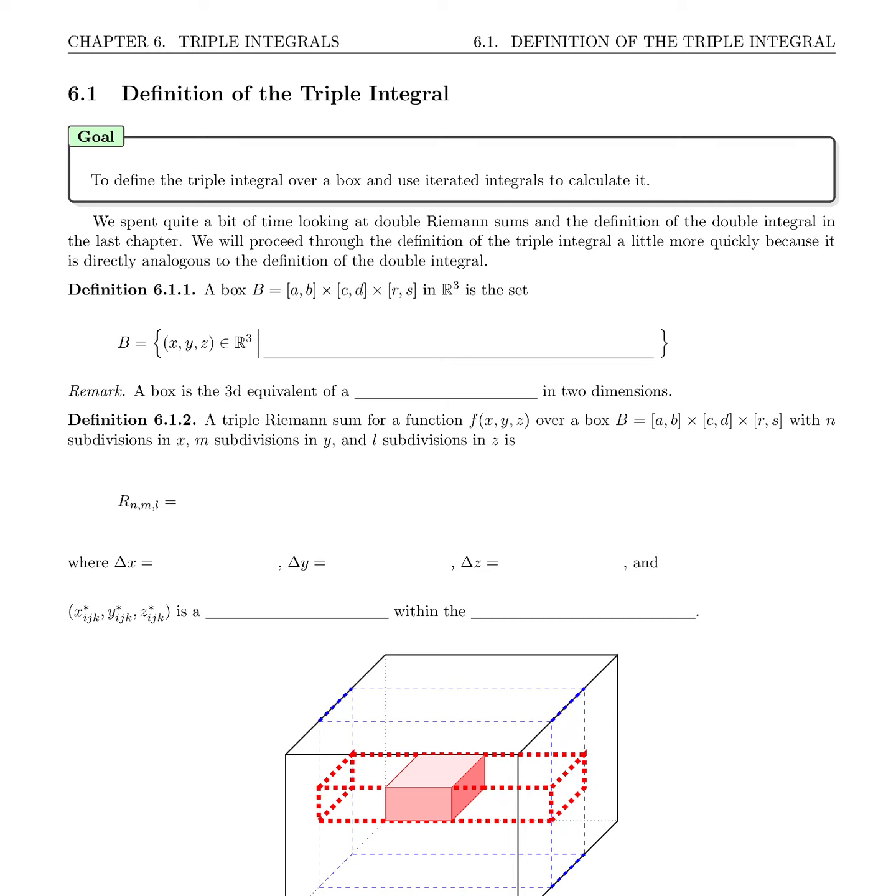We are at the beginning of chapter 6 on triple integrals. We're going to do section 6.1, the definition of the triple integral. The goal of this section is to define the triple integral over a box and to use iterated integrals to calculate it. Now, we spent quite a bit of time looking at double Riemann sums and the definition of the double integral in the last chapter.